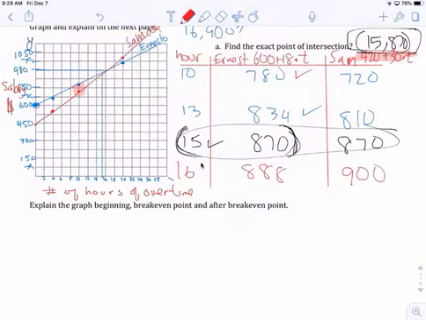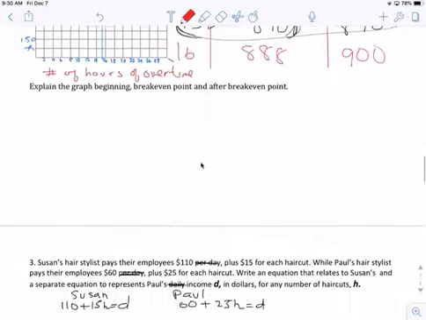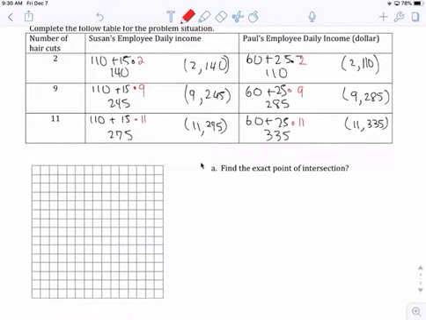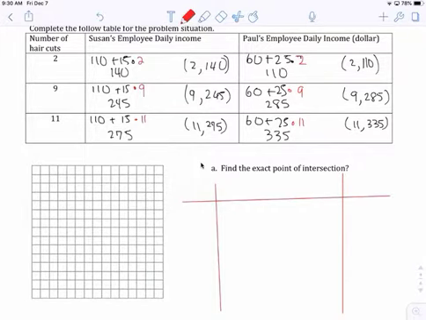We explained the graph in class, so before this point of 15 and 870, Ernesto made more money than Samuel if they're working overtime. But after 15 hours of overtime, Samuel will start making more. Okay? Now you do the same here. I want you to try this on your own. Make sure you graph this and this. I'm going to let you graph. I'm going to check.